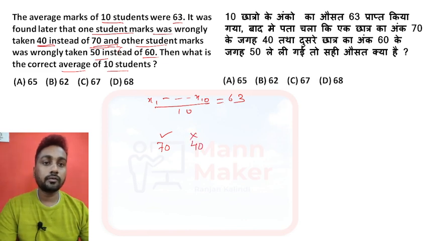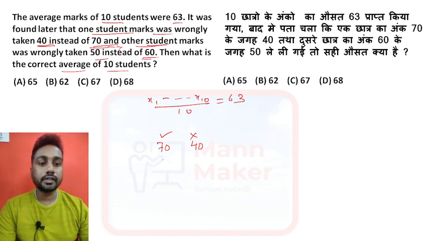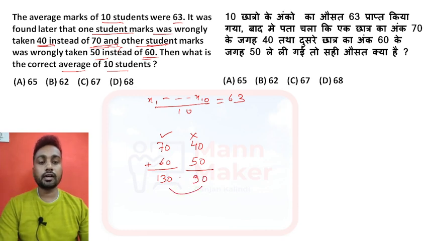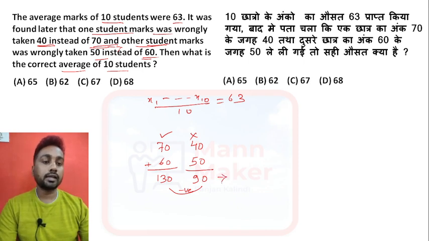Now for the other student, the correct marks is 60, and wrongly they have taken 50. Now total correct marks is 130 and total wrong marks is 90. If we see the changes in correct value and wrong value, then we have to find the gap. So 130 minus 90 is equal to 40.